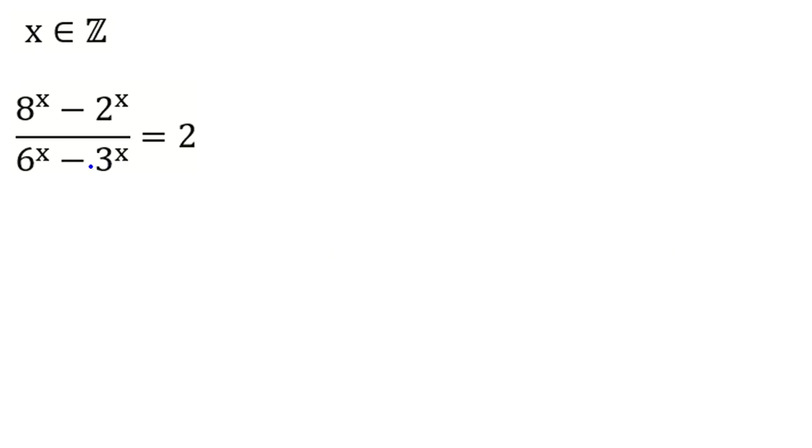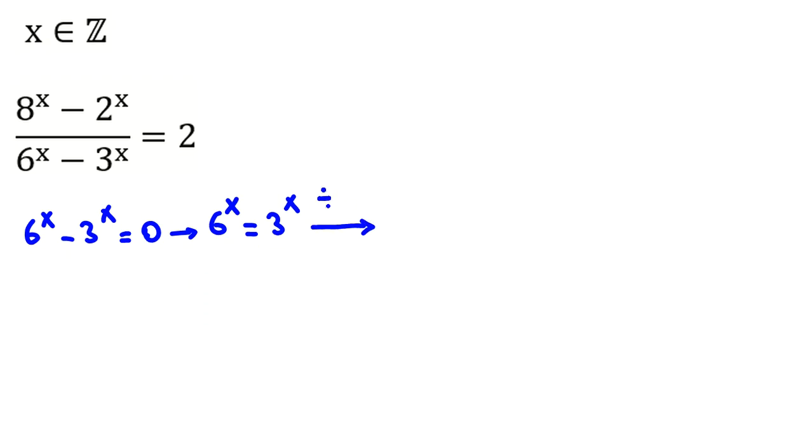Okay, here we have a denominator. The denominator shouldn't be 0, so we should find the roots of the denominator. If 6^x minus 3^x equals 0, then 6^x equals, taking this to the right-hand side, 3^x. And if we divide both sides by 3^x, it will be 6^x over 3^x equal to what? 6 is 2 times 3, so (2 times 3)^x over 3^x equals 3^x over 3^x.